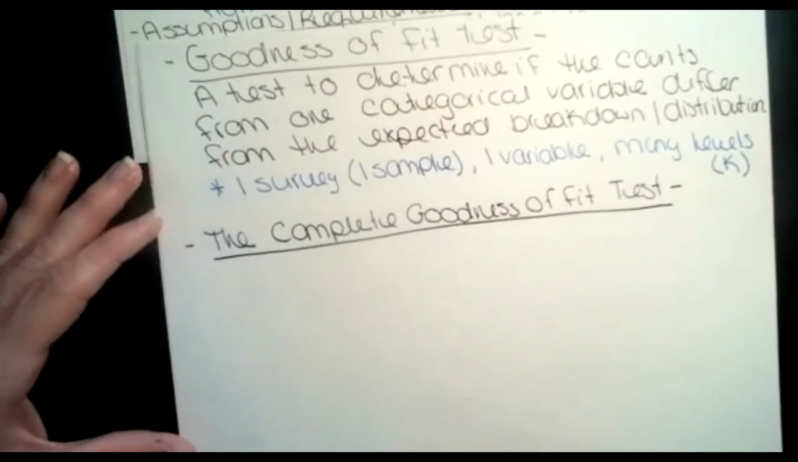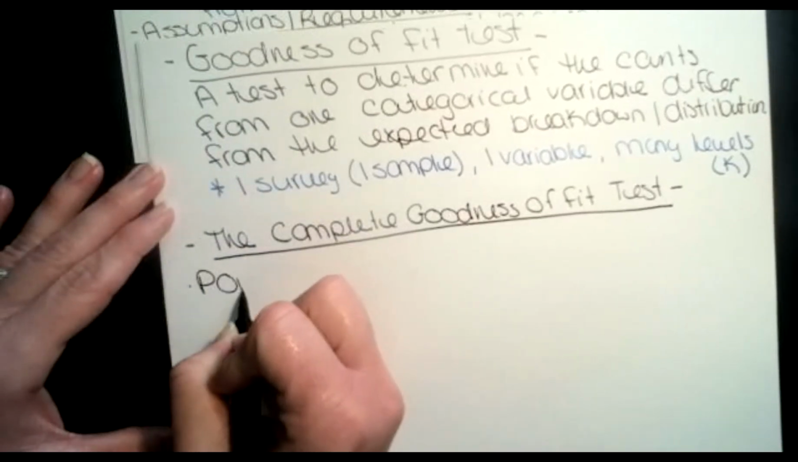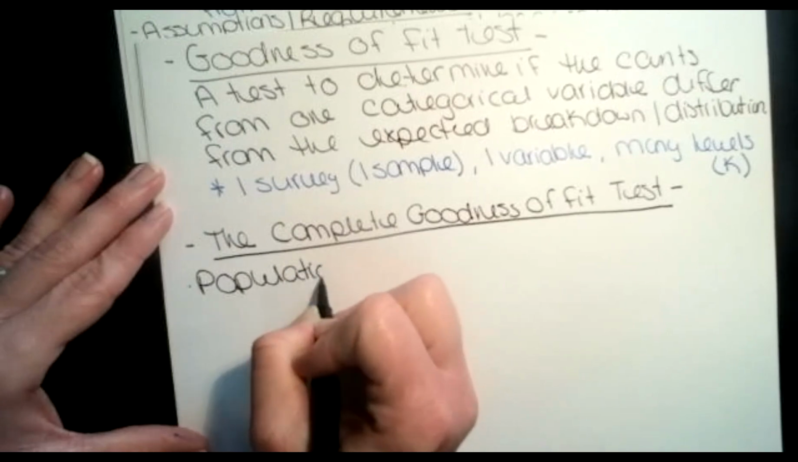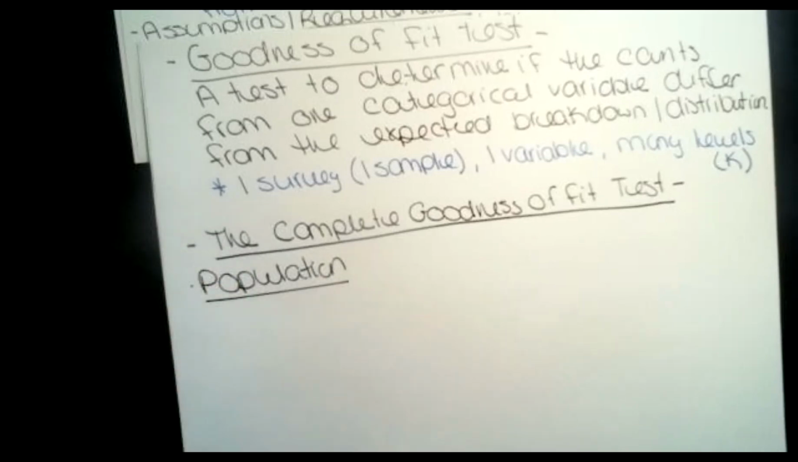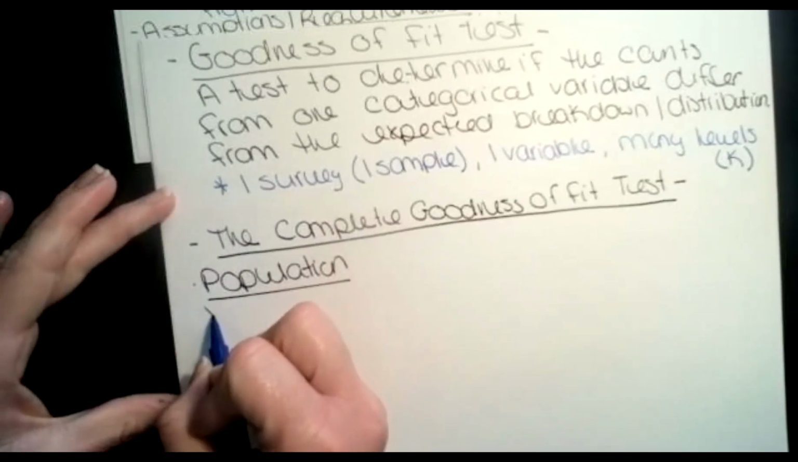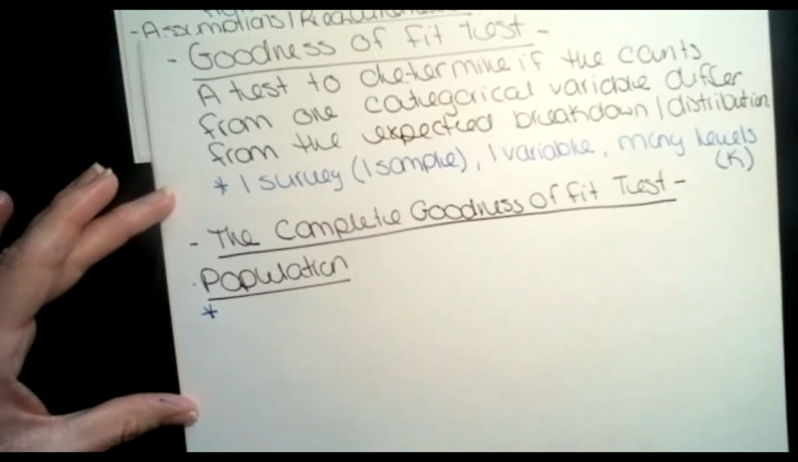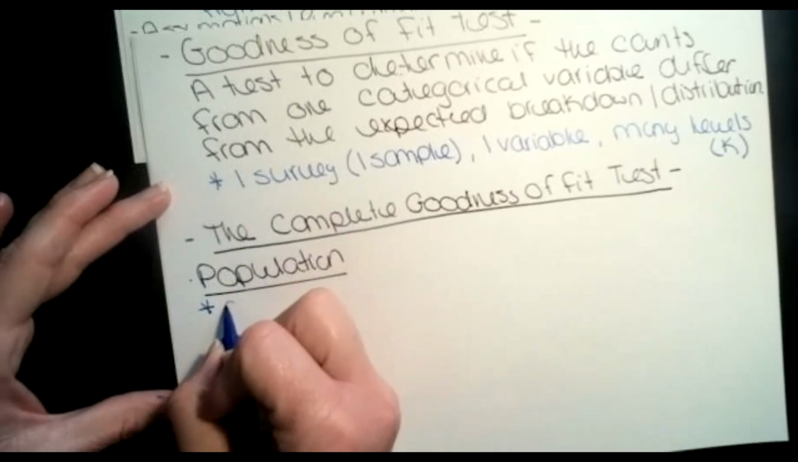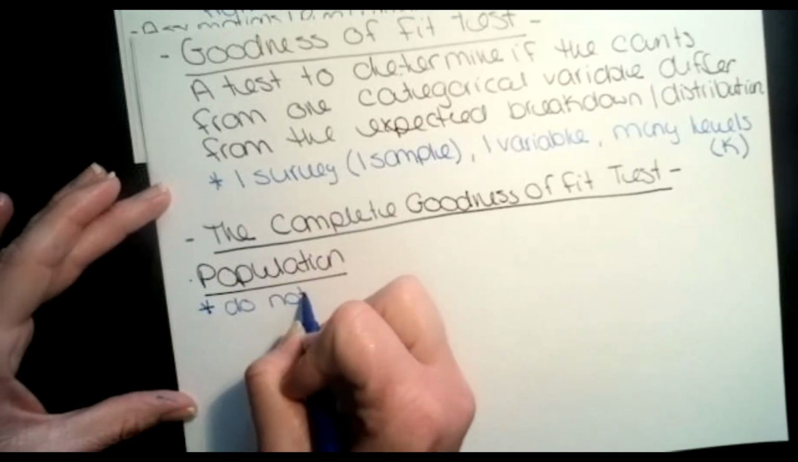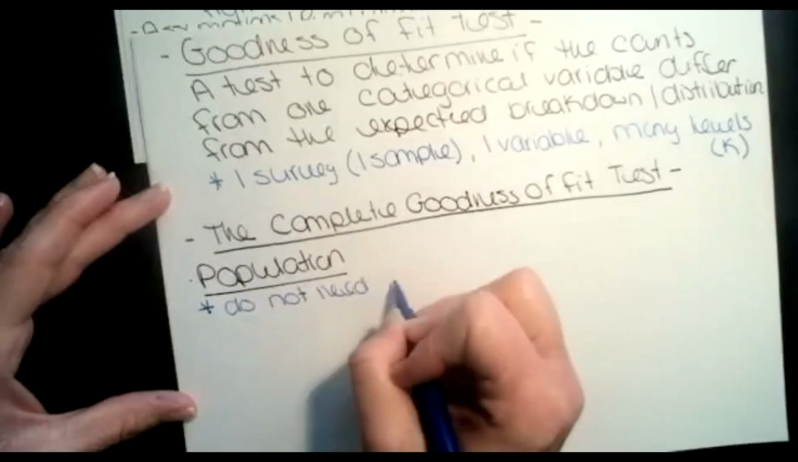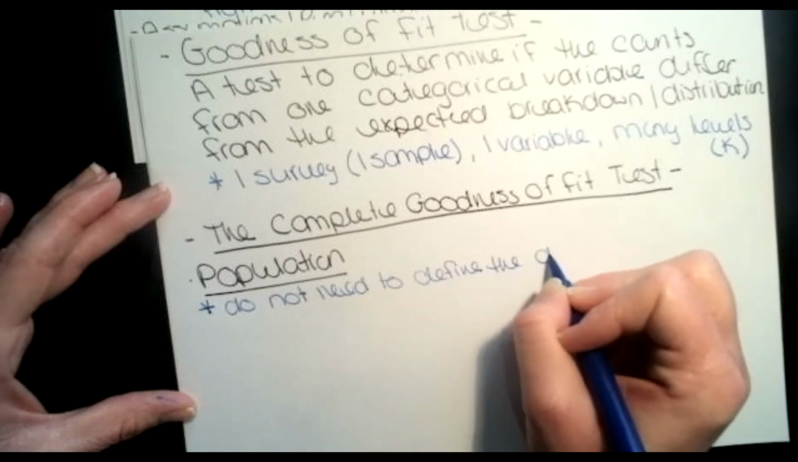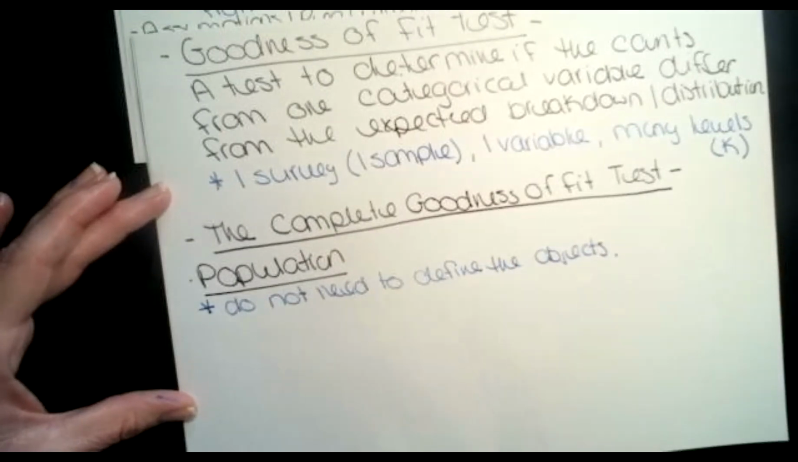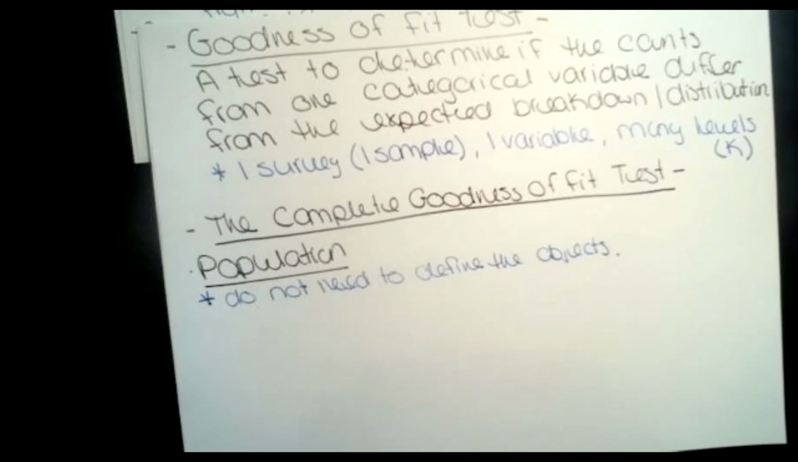Okay, we're going to start, of course, with our population step. For the population step here, we do not need to define the objects. I'm going to add that in here as a little note, in a different color. You can define the objects, but we're going to drop that for this particular test. This doesn't mean we're dropping it for all of our tests, just for this specific test.